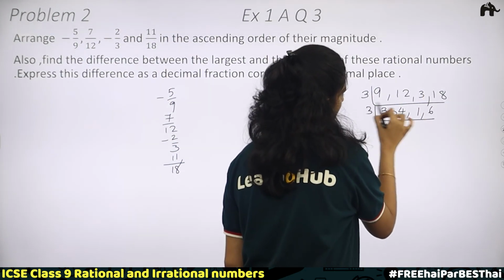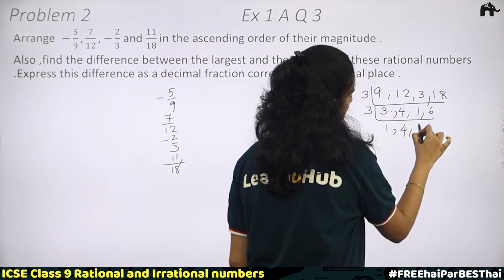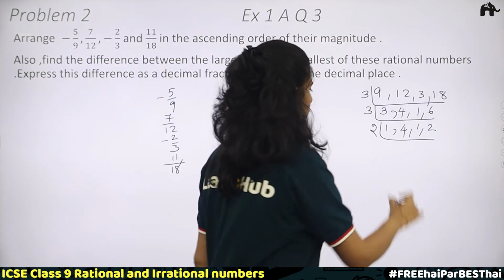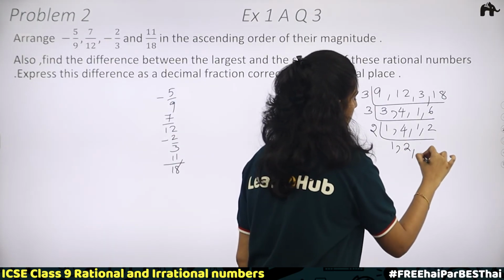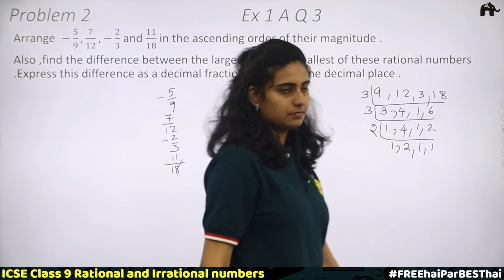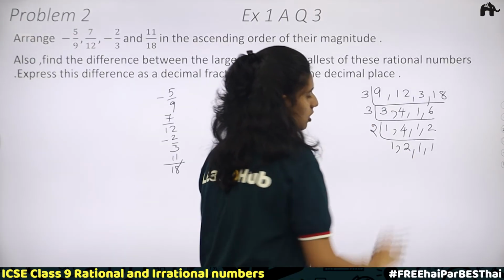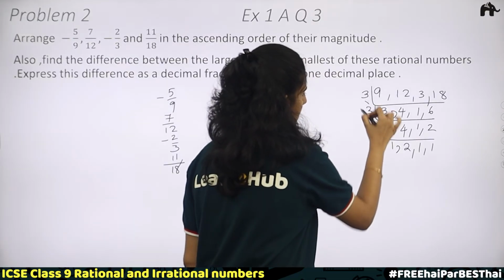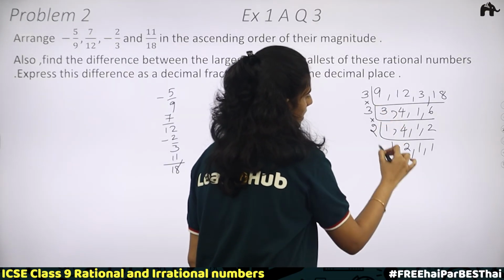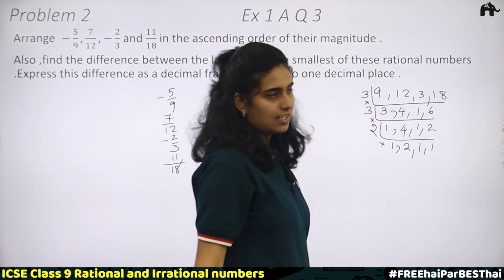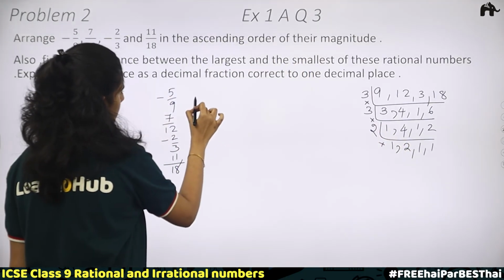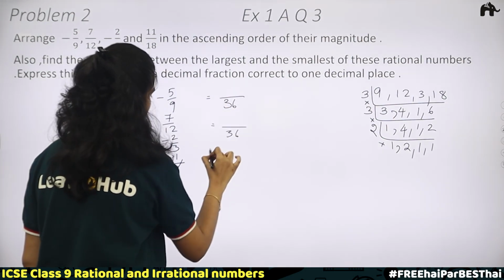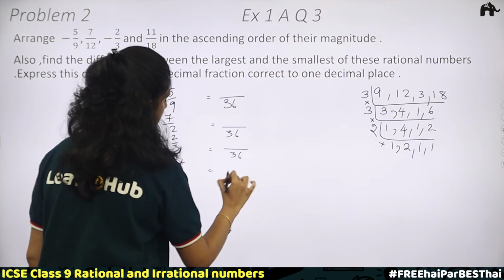Again we can take 3, 1, 4, 1, 2. Next we can take 2. Then you will be getting 1, 2, 1, 1. So when you multiply this, here we have got prime. So by multiplying you will be getting the LCM. 3 3s are 9, 9 2s are 18, 18 2s are 36. The denominator should be 36. All the denominators should be taken as 36.